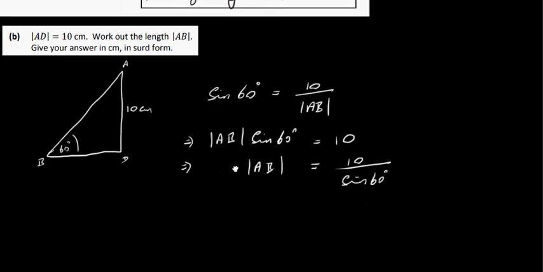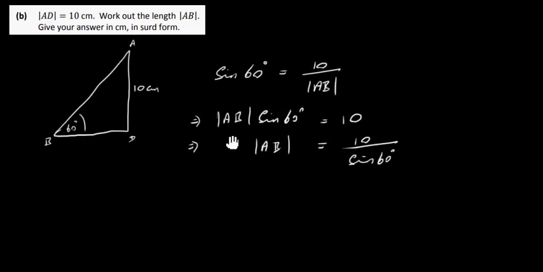Now you should recognize that 60 degrees is one of these special angles, and you get the sine, cos, and tan of 60 degrees, 30 degrees, and so on in your tables. So you'll find that, and remember we have to give our answer in surd form, so that's why I'm saying this rather than decimal form. So we have 10 over the sine of 60 degrees, which, if you look it up, is actually the square root of 3 over 2.